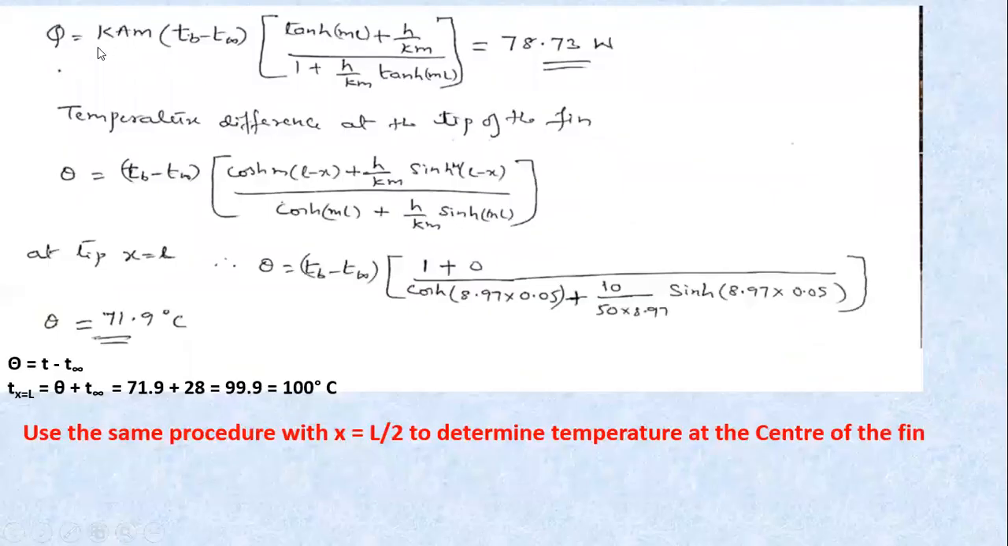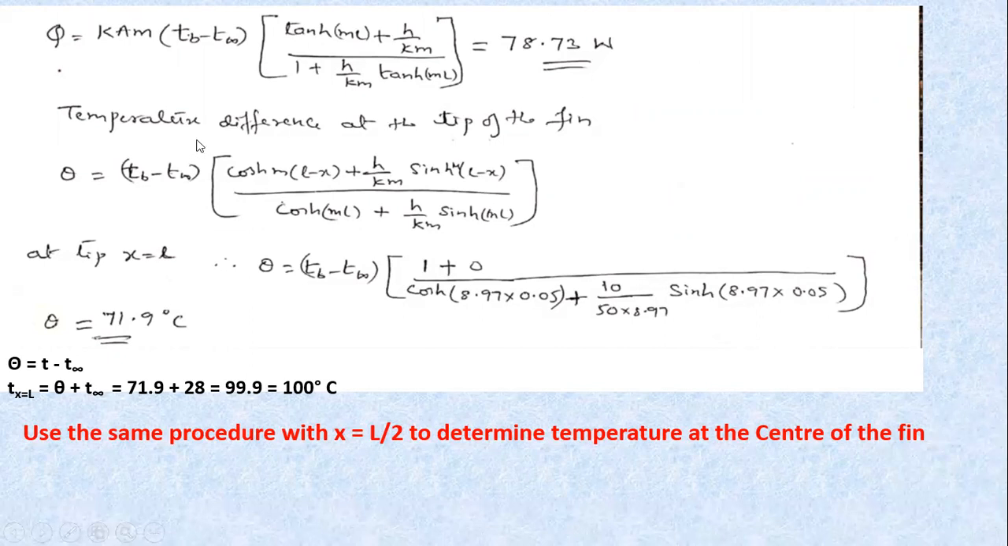Now, short fin losing heat at the tip. This is the rate of heat transfer for a short fin losing heat at the tip. So Q will be equal to kAM into (T_B minus T_infinity), and then this expression. If you substitute the values for this expression, you will get the rate of heat transfer through the fin.